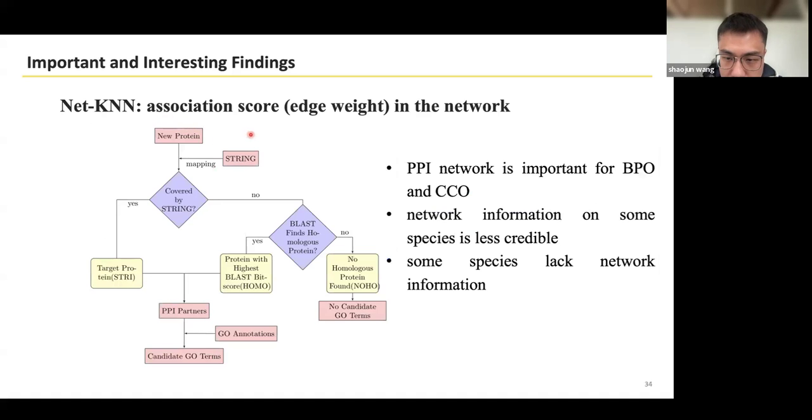NetGO looks for neighbor proteins of target proteins in the PPI network and predicts the function based on these neighbor proteins. However, we have found that the network information of some species may not be very reliable, and at the same time, some species may not have network information at all, which creates a very interesting phenomenon.